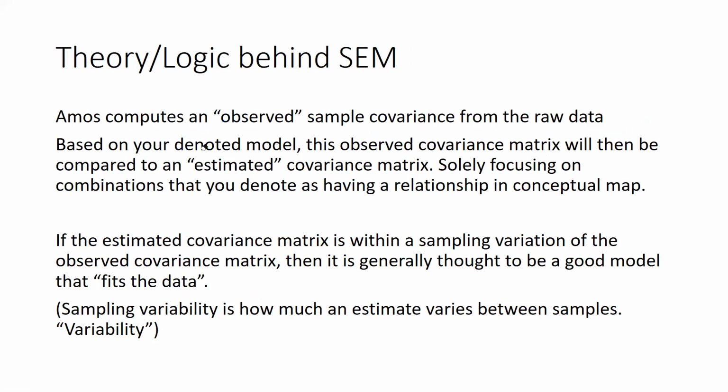The moment you upload data on your Amos software, it will calculate the observed sample covariance from the raw data. If you have multiple variables, it will calculate for all of them. Then once you draw a particular relationship, as we have drawn in our case, it will calculate the estimated covariance matrix. It will compare the estimated covariance matrix with the observed covariance matrix. In case it is within the sampling variation, which is nothing but the variability between samples, we can denote that it is a good model.